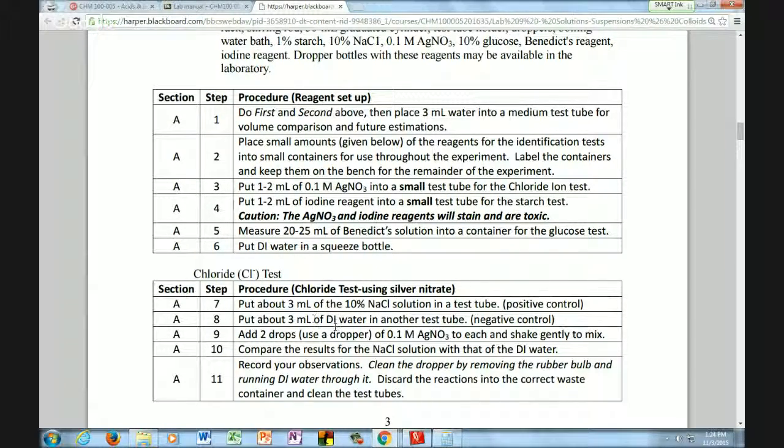Then you're going to put some water in so you can see what it looks like positive, what it looks like negative. And then you're going to add some silver nitrate to each. All right, and then you're going to write down your observations, like what did it do in pure water versus what did it do when you knew there was chloride there. So then later, you can test your solutions in the bag and in the surrounding stuff and see if there's chloride or not. Because you'll know what it looks like when there is chloride and what it looks like when there's no chloride based on the tests.